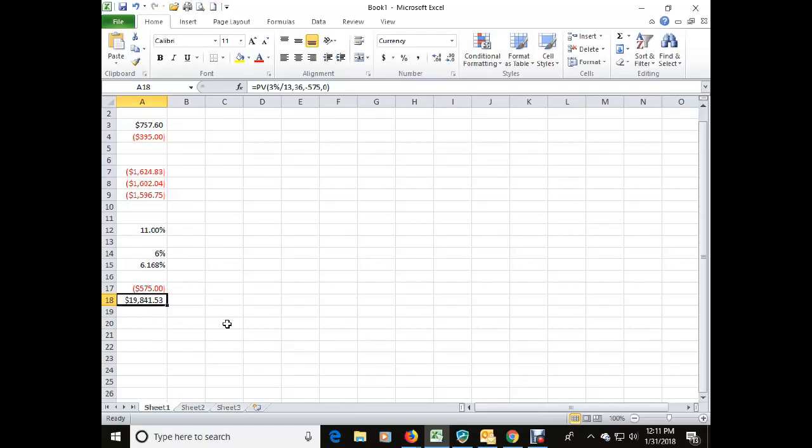Now she will pay more than that because she has to pay interest. But if she was going to pay off the loan after 24 months, that would be what she is going to have to pay. Okay.